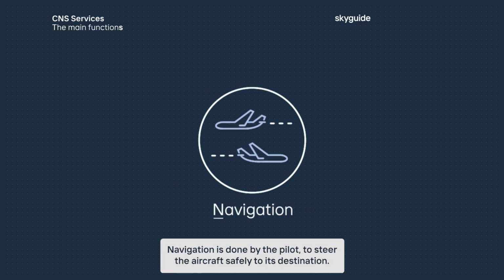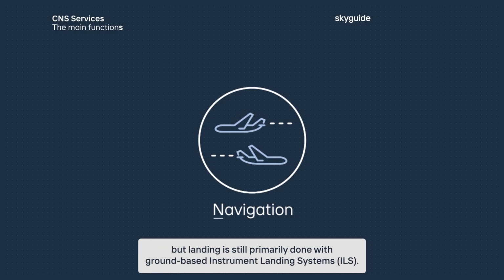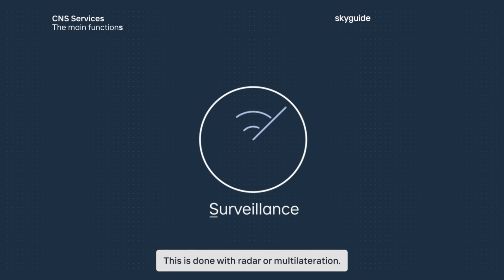Communication between aircraft and ground, between two or more aircraft, or to exchange information or data. Navigation is done by the pilot to steer the aircraft safely to its destination. En route, this is done primarily with satellite navigation and ground systems as a backup, but landing is still primarily done with ground-based instrument landing systems, ILS. Surveillance systems are used by air traffic control to determine the position of the aircraft. This is done with radar or multilateration.